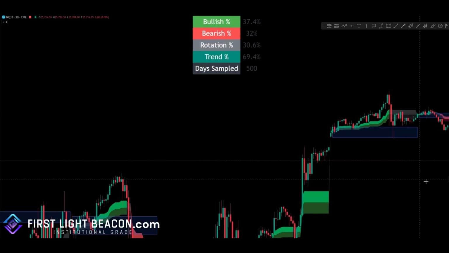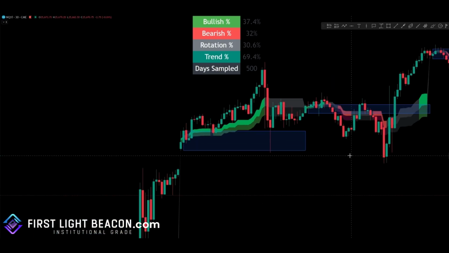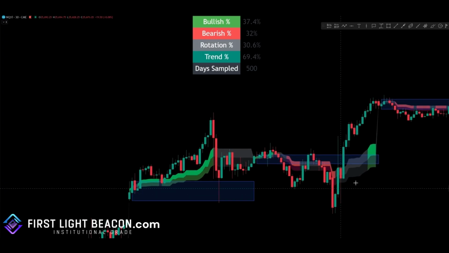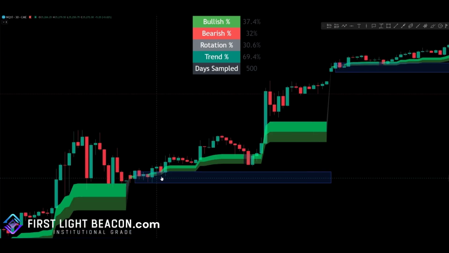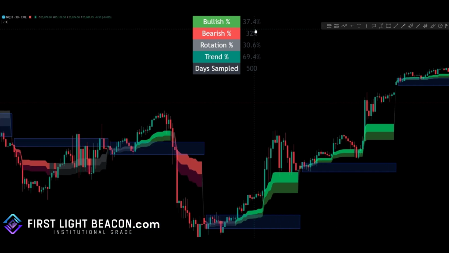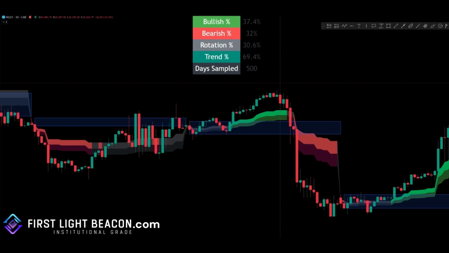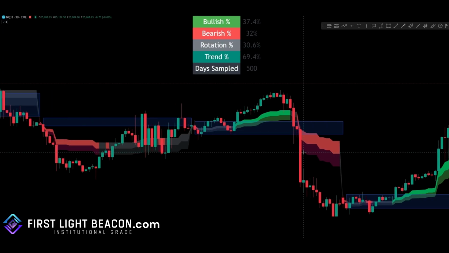So what does that mean? That means that 70% of the time when it broke into a bull trend or a bear trend, it never flipped. That's how it finds the stat. So if it goes up and it doesn't come back down, it considers it a full bullish day. This right here didn't count. This would go up and come down. That counts into the rotation right here, 30%.